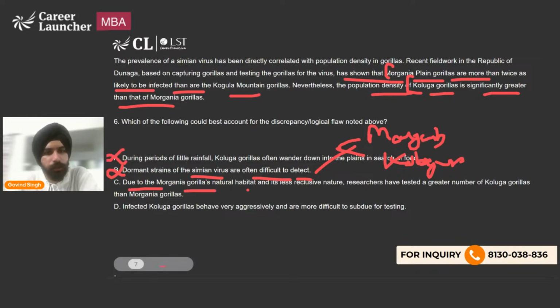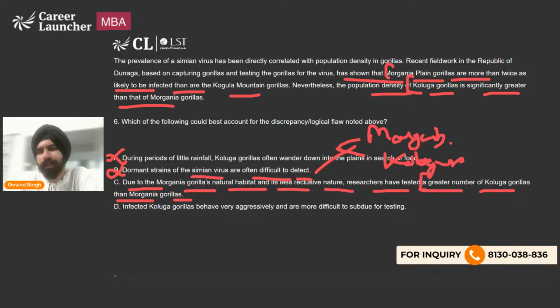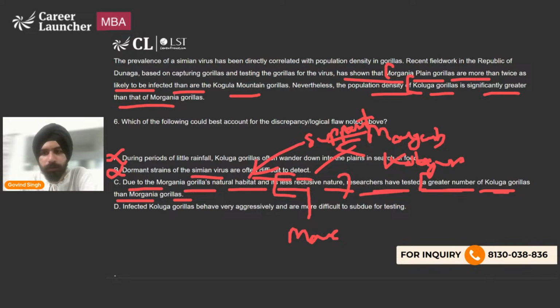C says due to the Morgania gorilla's natural habitat and its less reclusive nature, researchers have tested a greater number of Koluga gorillas than Morgania gorillas. And because greater testing has happened, this flaw has arisen. That can be one reason. But again, this is in a way supporting the flaw. Due to the Morgania gorilla's natural habitat and its less reclusive nature, meaning it is more prevalently found, less reclusive. Researchers have tested a greater number of Koluga gorillas than Morgania. So again, this is not exactly solving our logical flaw. Does not seem to be the right option.